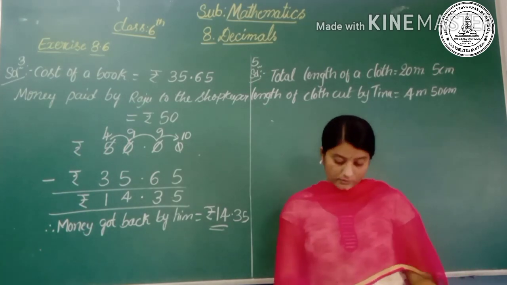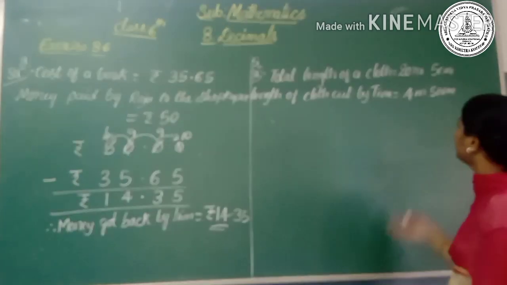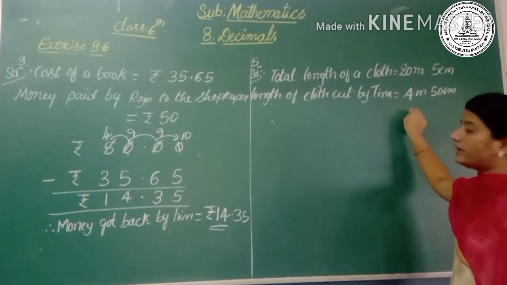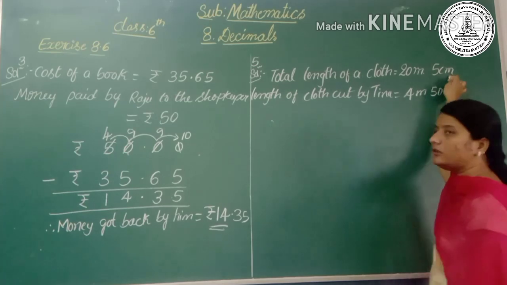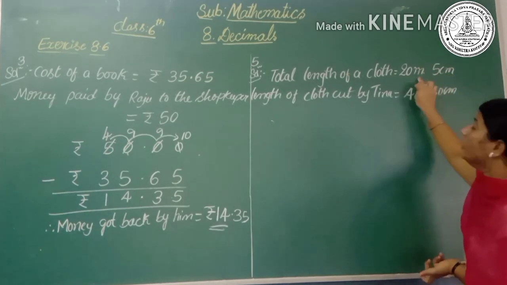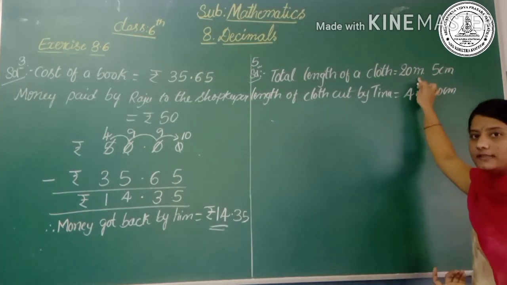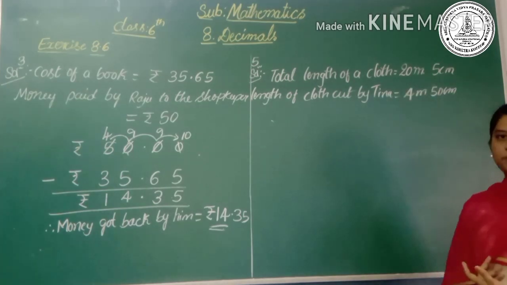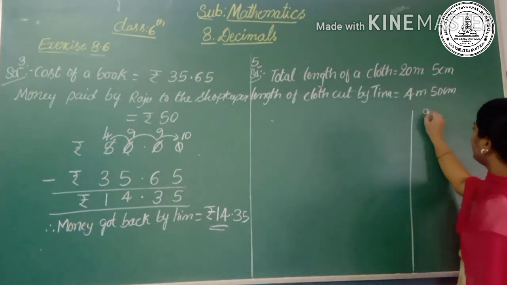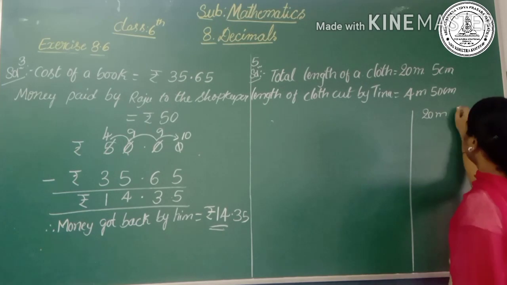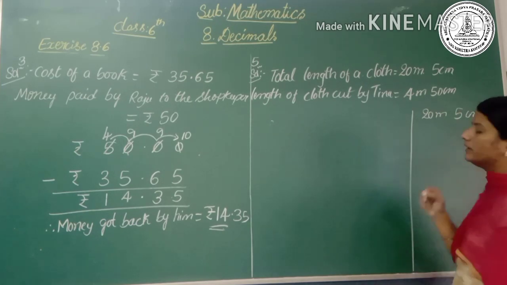Yes. What we have to do? We have to subtract it from the whole part, right? So subtract here 20 meter and 5 centimeter. First we have to convert it into meter and express it as a decimal, and then you can subtract it. Yes, I will do this on the right side. So 20 meter 5 centimeter.